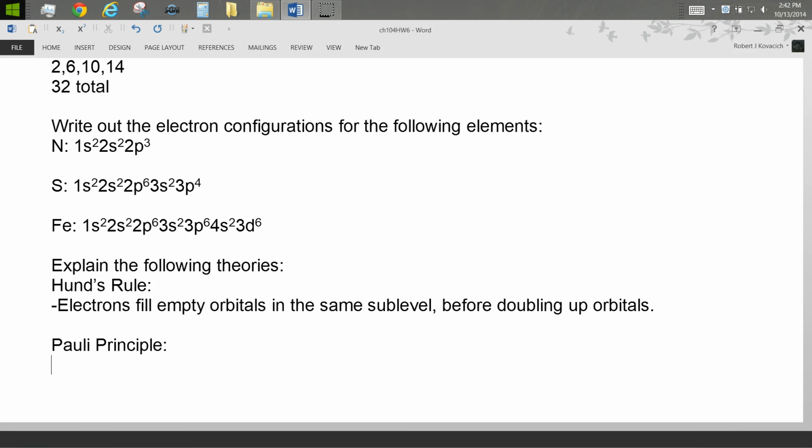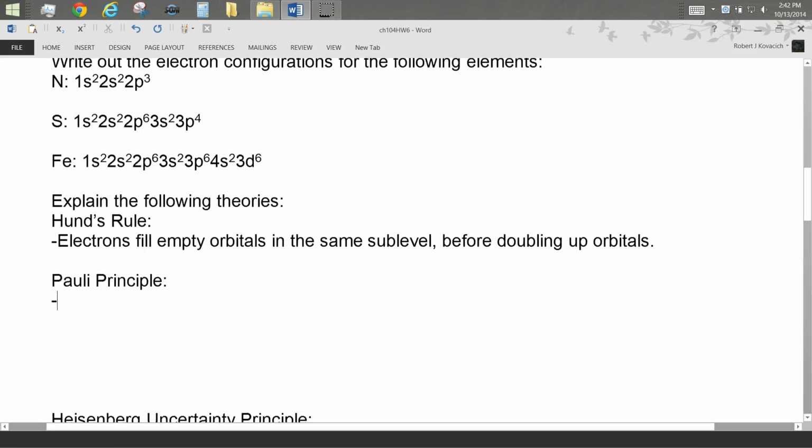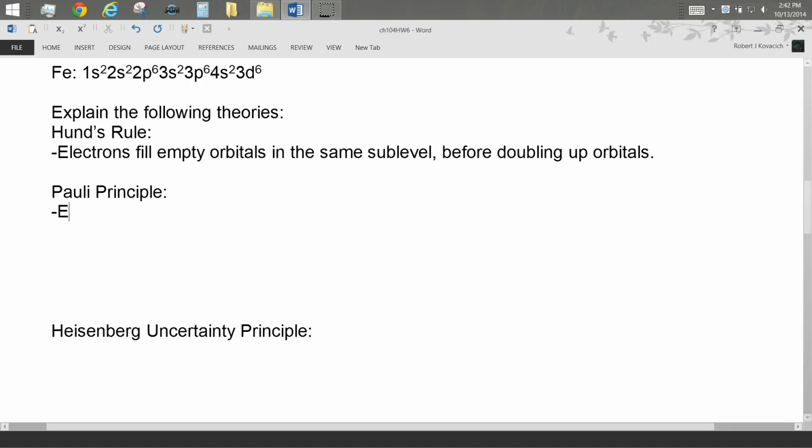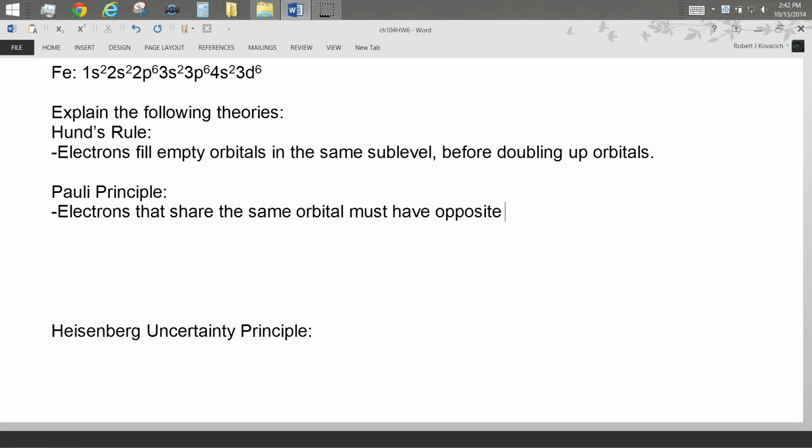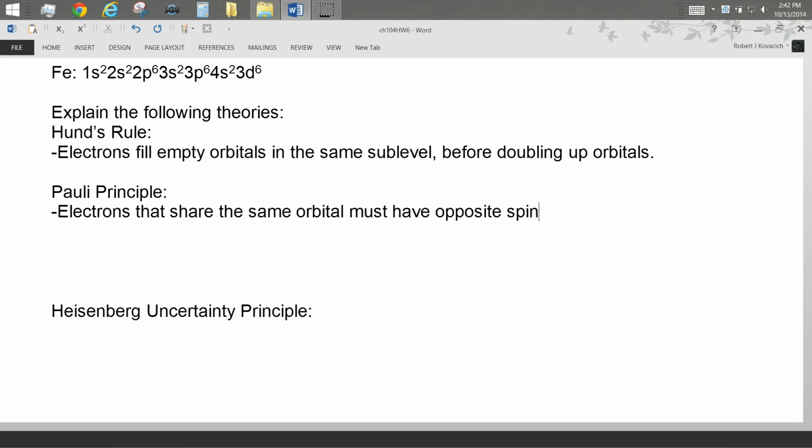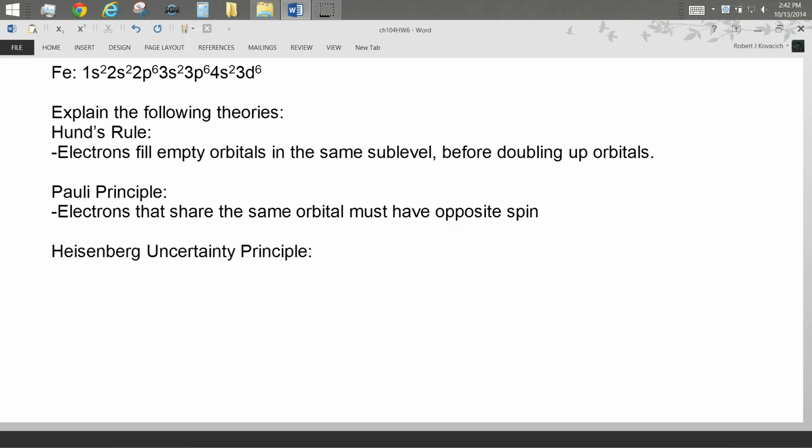Okay. And the Pauli exclusion principle? Electrons have a spin. And those in the same orbital have opposite spin. Yep. So if you've got two electrons in the same orbital, they must be spinning in the opposite direction.